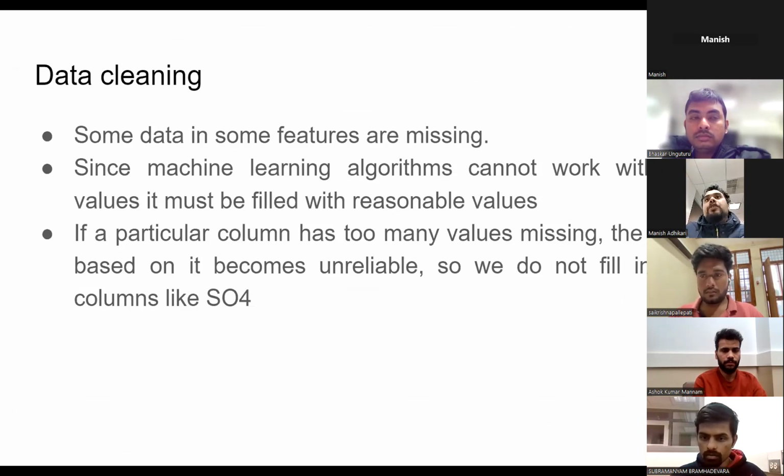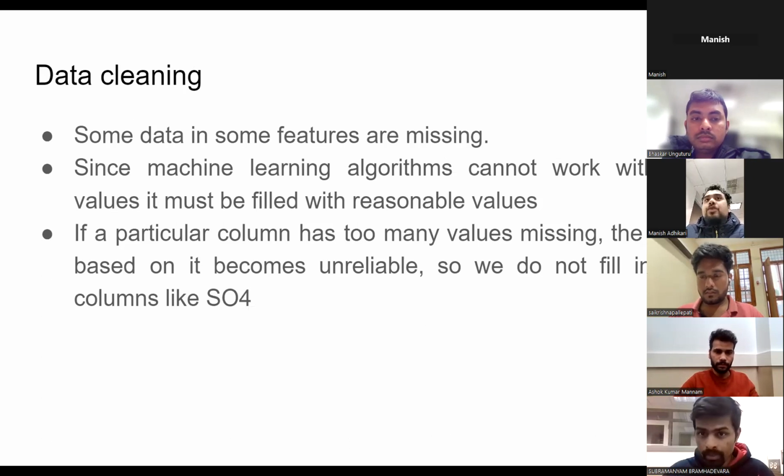So first we have to do data cleaning. We can see that there are a lot of missing values in our data, and for that we have to do cleaning by filling in the data. Since we cannot work with missing values, they may need to be filled with reasonable values, or we think of some other ways to do this.